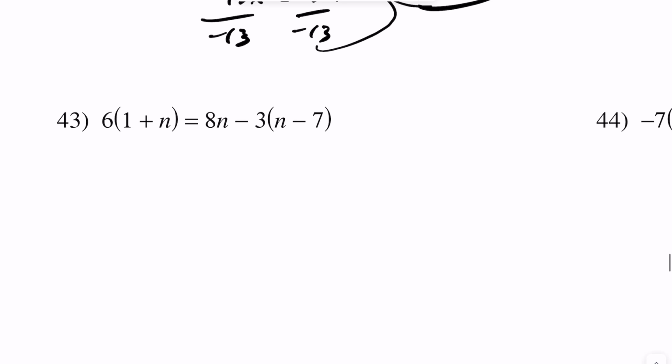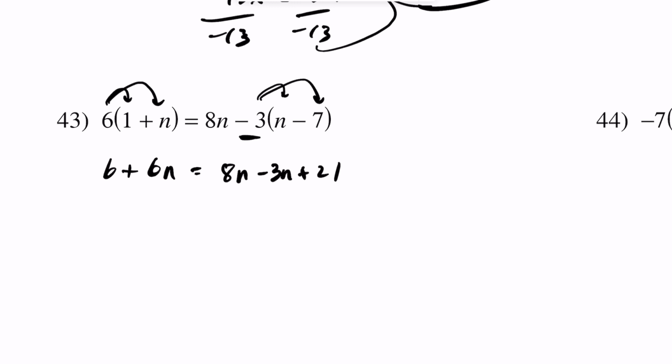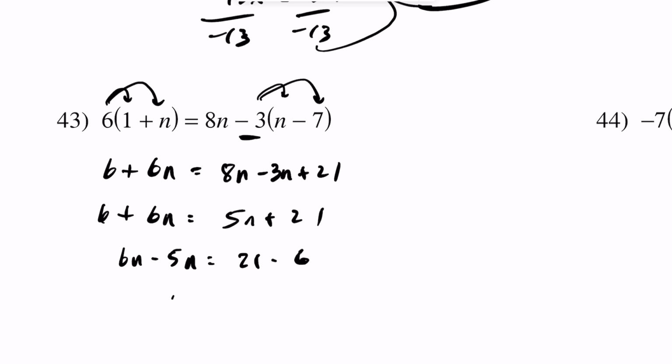Let's take a look here. Number 43. Do your distribution. Don't forget to take the sign in front. We get 6 plus 6n equals 8n minus 3n plus 21. 6 plus 6n equals 5n plus 21. 6n minus 5n is 21 minus 6, and n is 15.